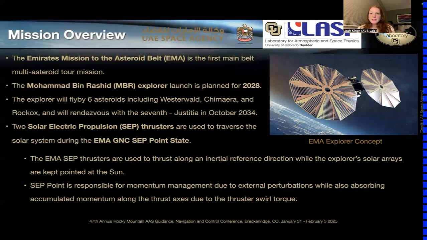However, for context, here are some highlights of this set point state. The SEP thrusters are used to thrust along an inertial reference direction, while the Explorer's solar arrays are kept pointed at the sun. And the set point is responsible for the management of the momentum of the spacecraft due to external perturbations, such as SRP, while also absorbing the accumulated momentum along the thrust axis by the reaction wheels due to the thruster swirl torque.